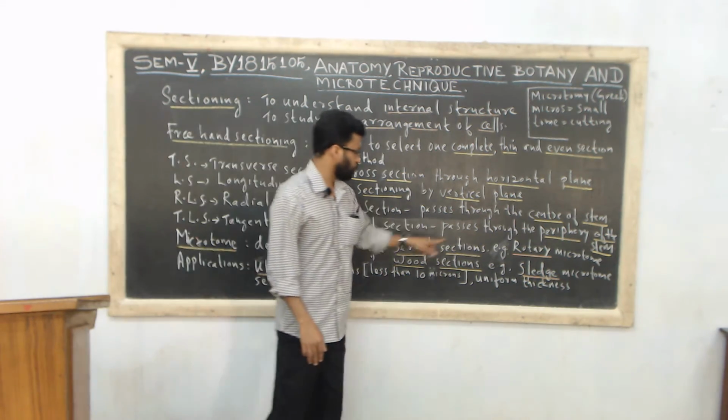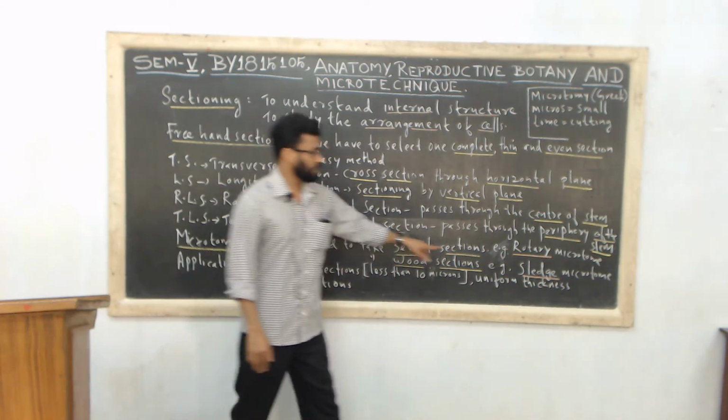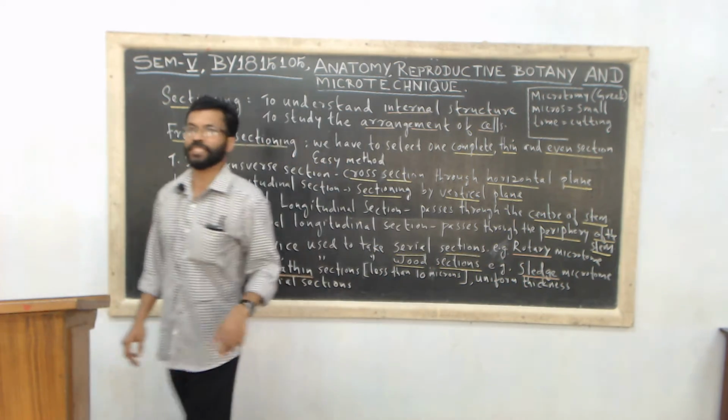But the rotary microtome is used to take serial sections, and the sledge microtome is used to take wood sections.